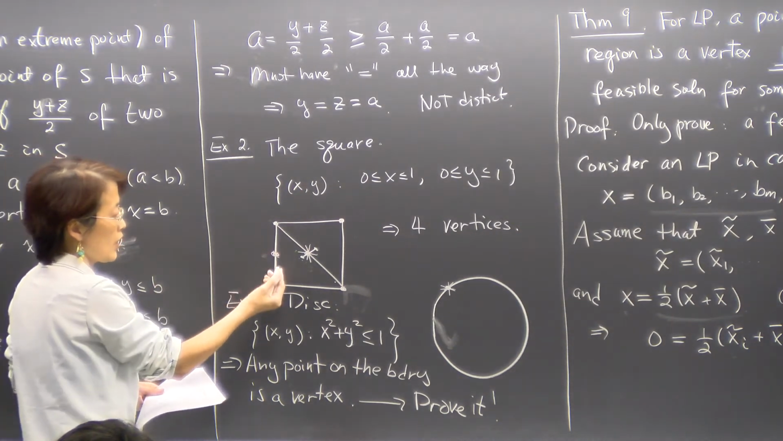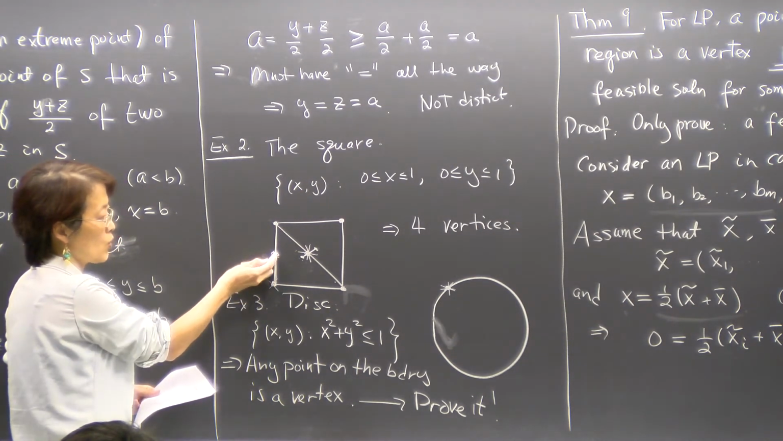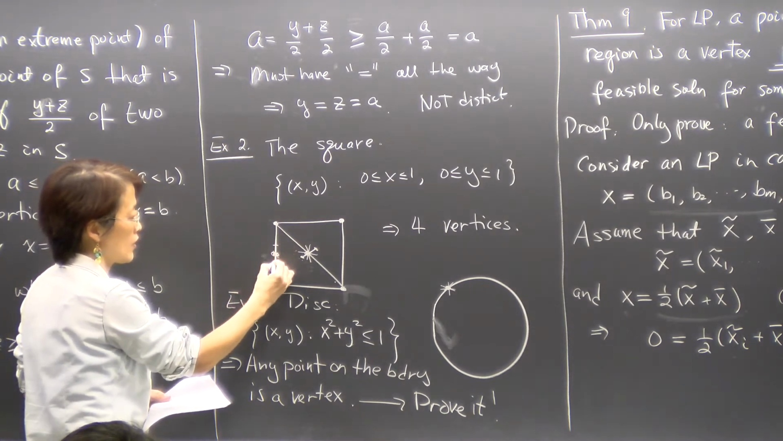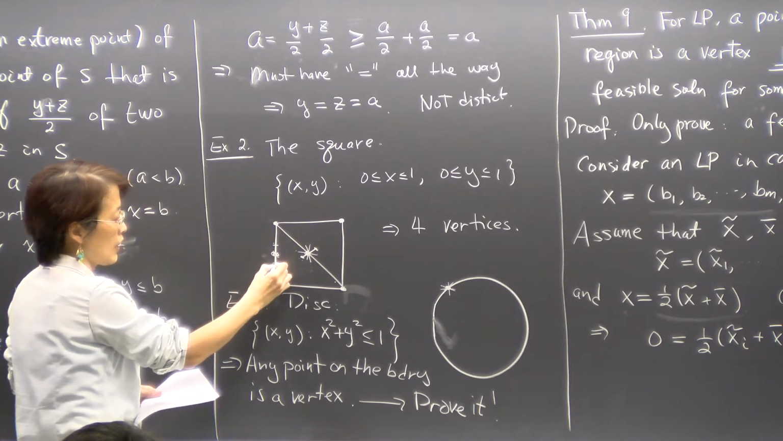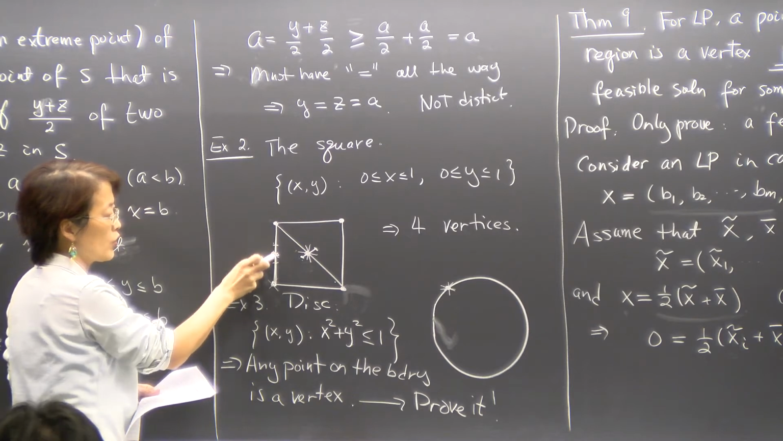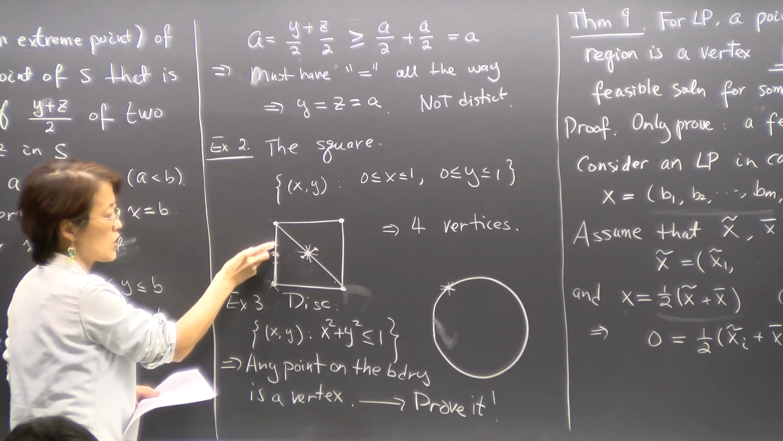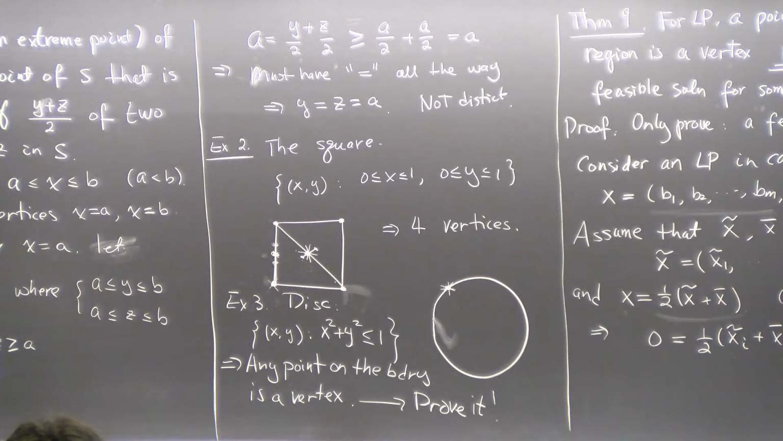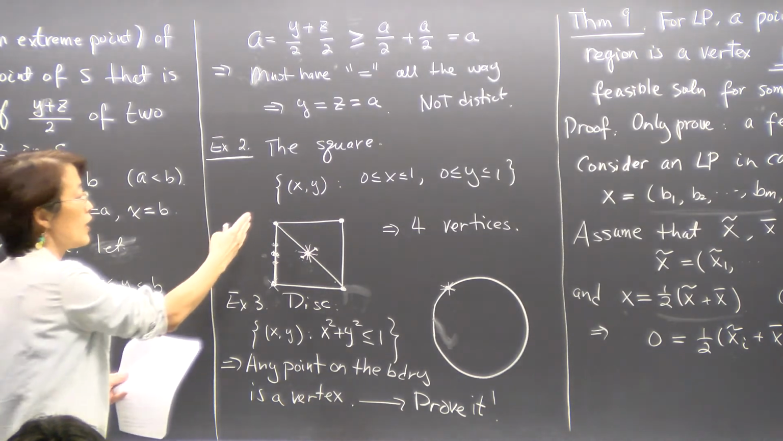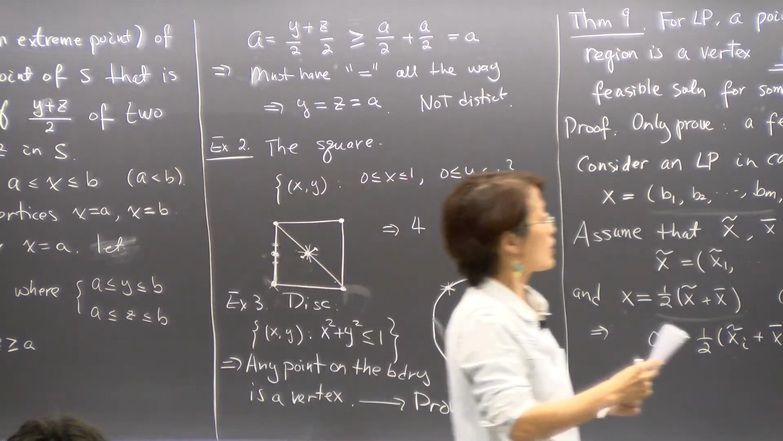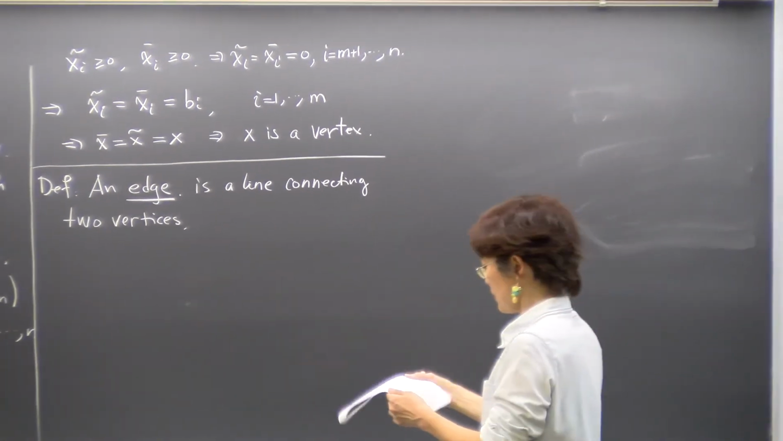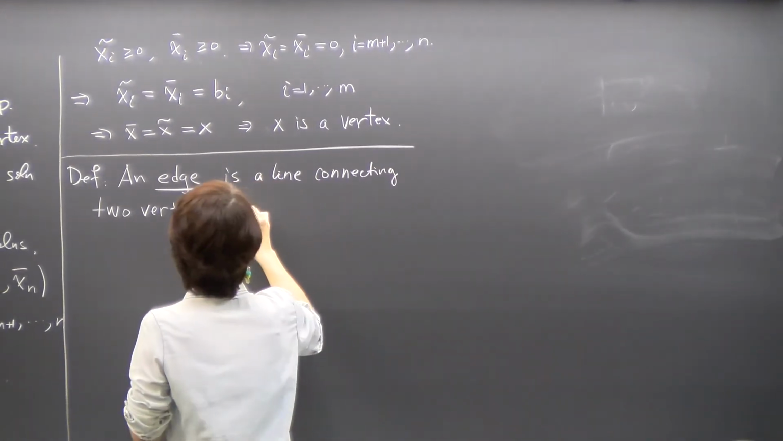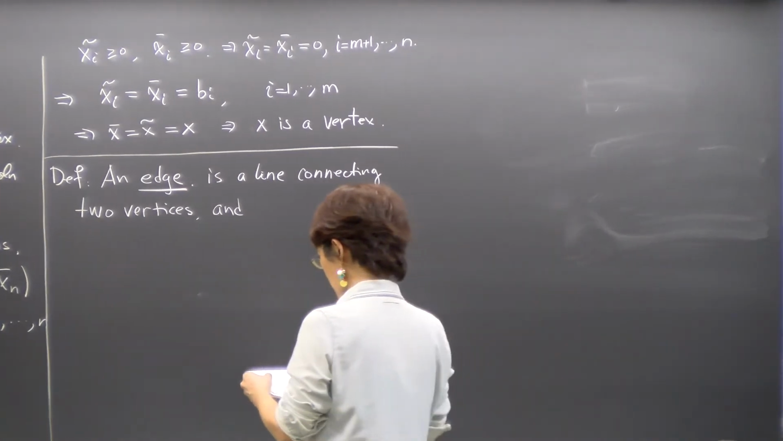Why? Because if you find two other points for which this one is a midpoint, like this, all those three are in my set, but now you see those two points are on the same edge, only on the same edge. That is very different, right? So this is exactly the way we're going to formulate our definition. It's a line connecting two vertices, but not any of them. It's the one with some special property.